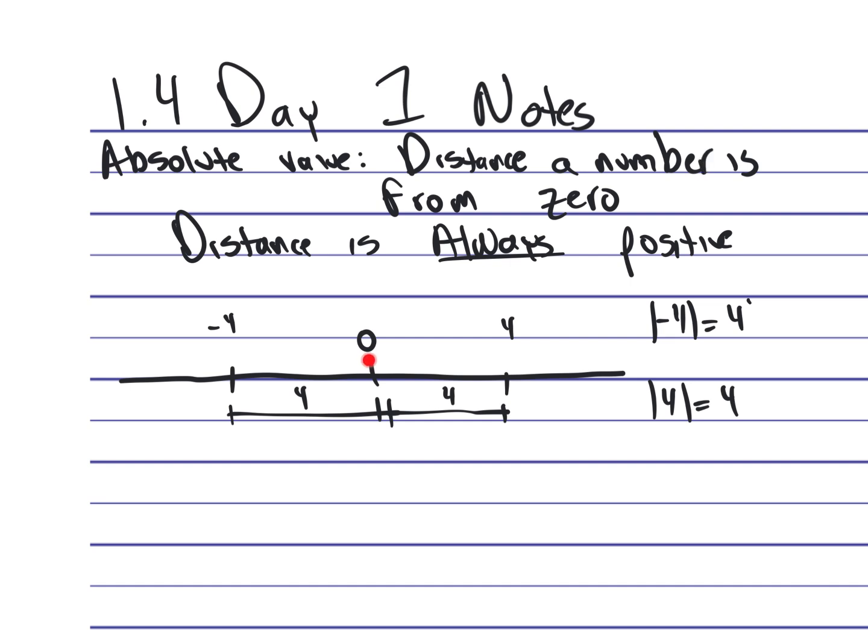And the reason for that is, for example, here's my number 0. If I'm looking at the absolute value of -4, I'm looking for how far is -4 from 0. Well, it's 4 units away. And then my +4 is the same distance, 4 units away. So that's why we have two solutions sometimes. Let me write it down.